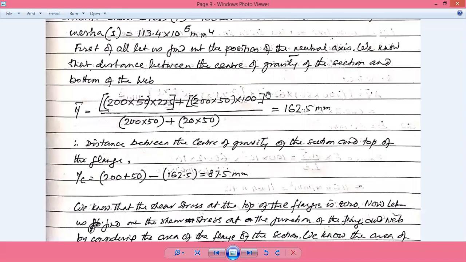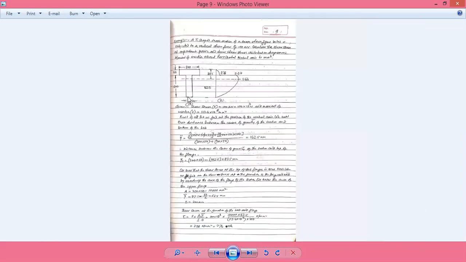So how did we get it? We know that the CG is 162.5 away from the lower end, somewhere here. The total length is 200 plus 50. So if we subtract this length, we get the distance of the CG from the topmost layer. That will be equal to 200 plus 50 minus 162.5, which is 87.5 millimeters. We know that the shear stress at the top of the flange is 0.